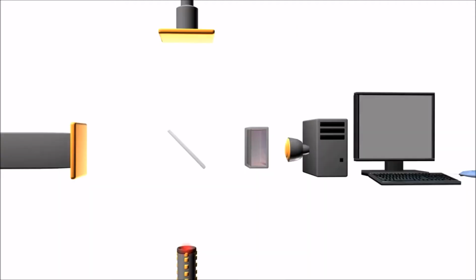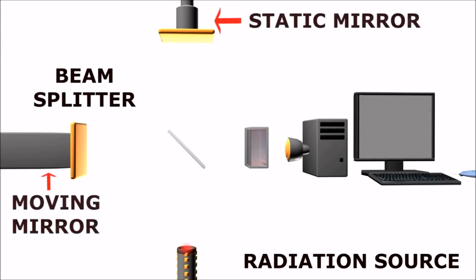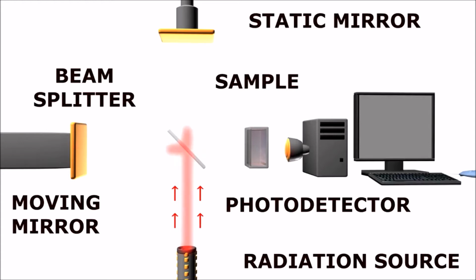The system consists of a radiation source, a beam splitter, two mirrors, and a photodetector. Depending on the setup, the sample is normally placed in front of the detector. And here's how it works. When the monochromatic infrared radiation that was emitted from the source reaches the splitter, which is basically a partially transparent mirror, then some of the radiation passes through the splitter, while the other part is reflected.